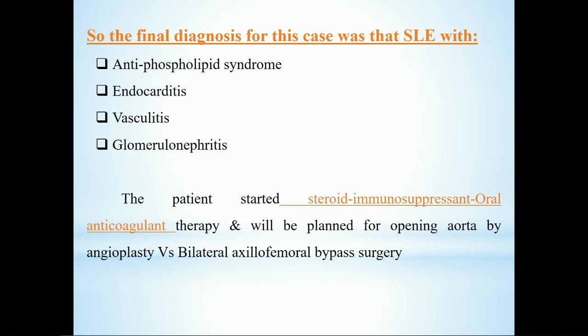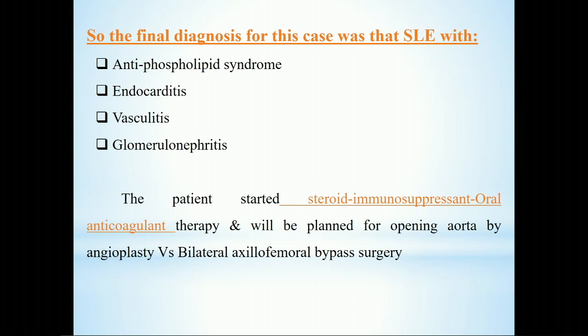So the final diagnosis of this case was systemic lupus erythematosus with antiphospholipid syndrome, non-infective endocarditis, large vessel vasculitis, and glomerulonephritis. The patient was started on steroid, immunosuppressant, and oral anticoagulant therapy, and the plan was to do open surgery for his aorta or angioplasty.